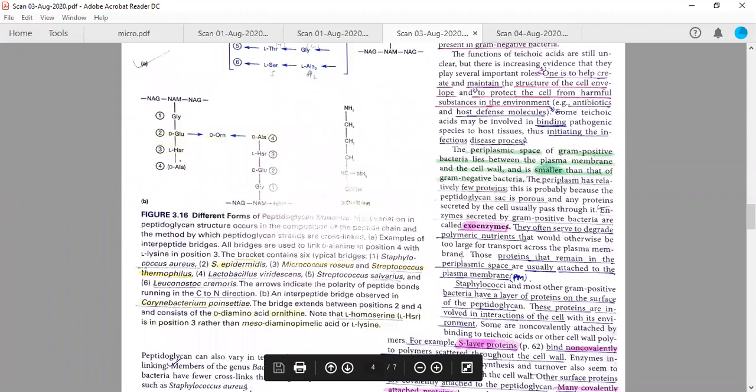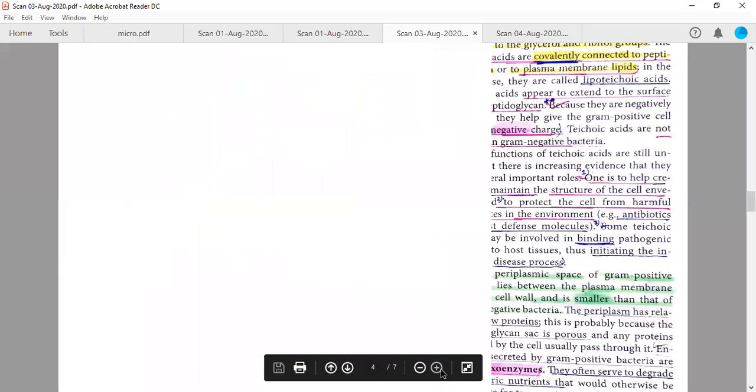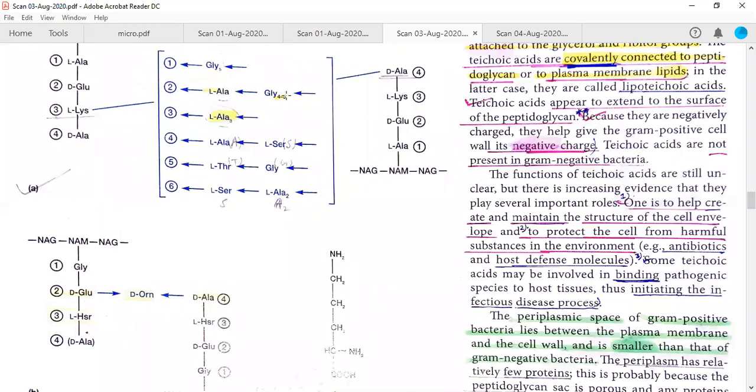Some examples are also given here in which certain other differences have been reported. So instead of diaminopimelic acid, they may have lysine. The cross-linking between lysine and D-alanine can be through a glycine pentapeptide bridge. This is glycine 5. If you're not able to see, I can zoom it further. So this is glycine 5 shown here. In some cases, there is L-alanine and 4 to 5 glycine, which may be used to connect this L-lysine and the alanine.